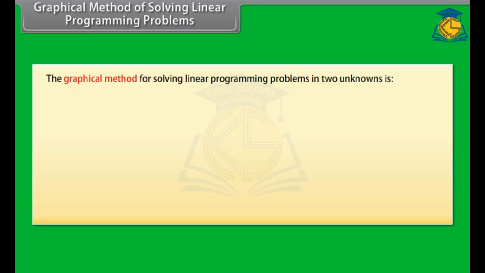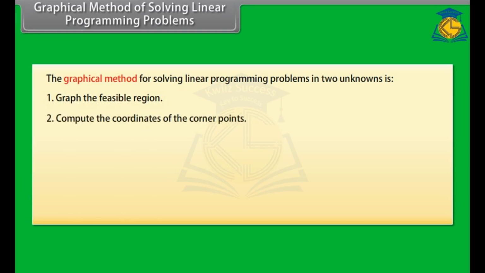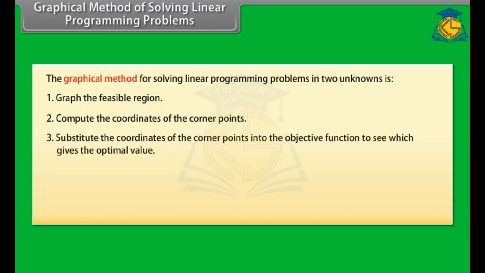The graphical method for solving linear programming problems in two unknowns is: 1. Graph the feasible region. 2. Compute the coordinates of the corner points. 3. Substitute the coordinates of the corner points into the objective function to see which gives the optimal value.